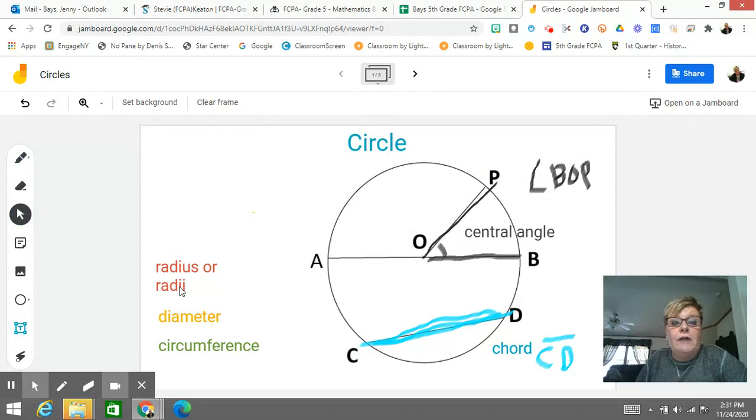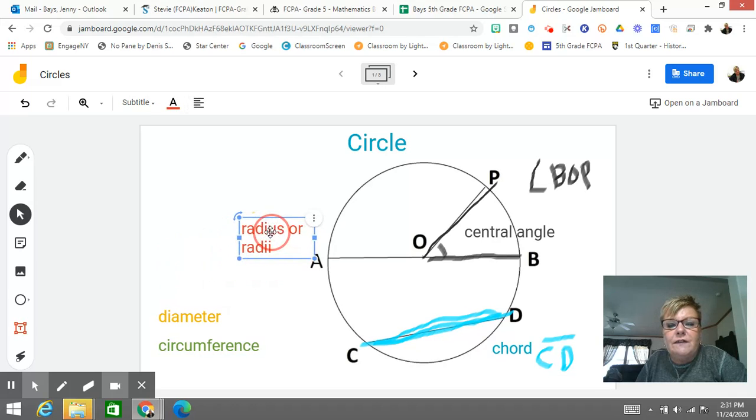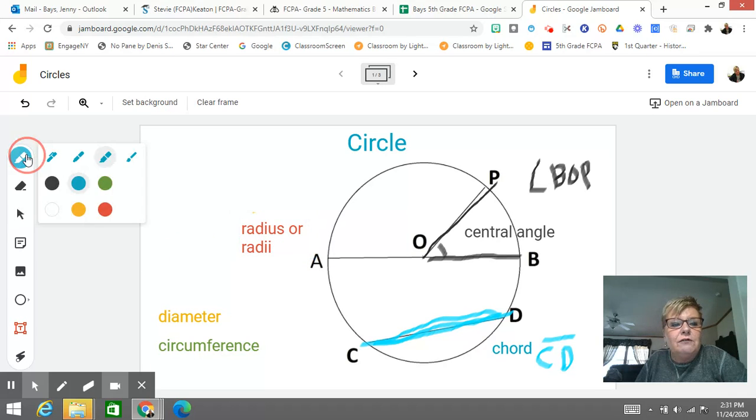Next, we have radius or radii. That's one of those weird words that has a funky plural. If you see more than one radius, it will be called radii. You could see that word somewhere, and I wanted you to know what it was. It's just the plural form of a radius.